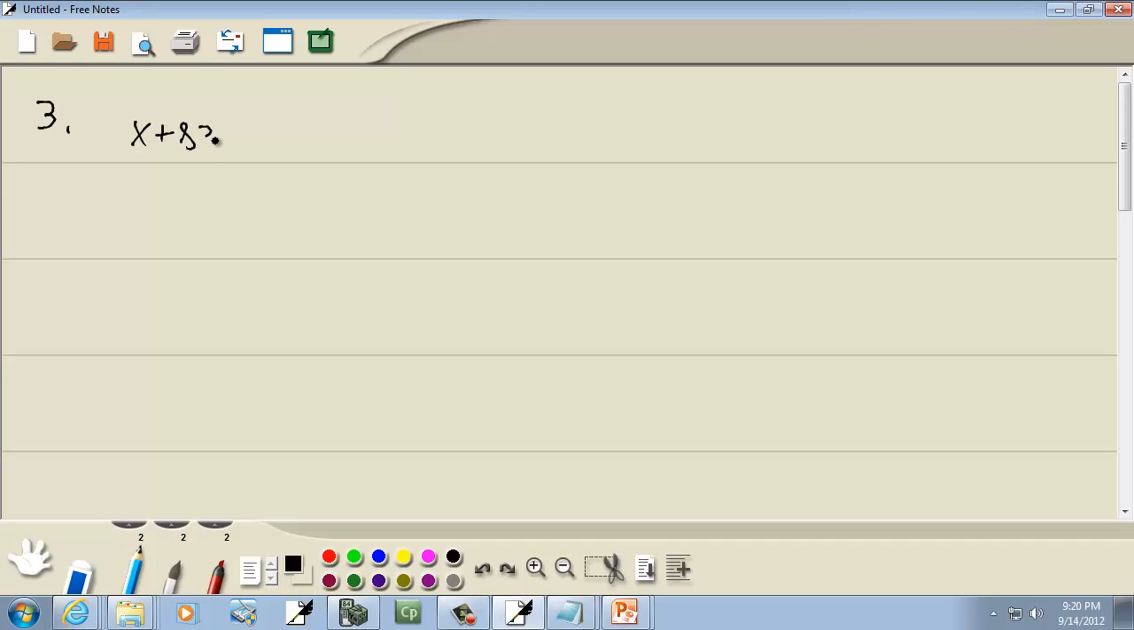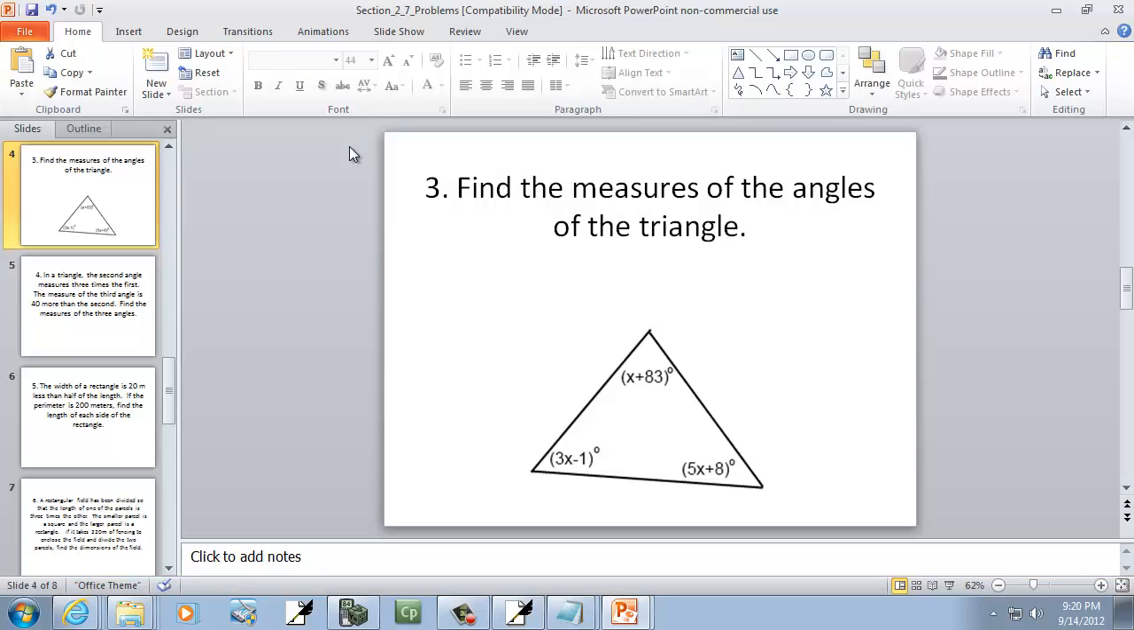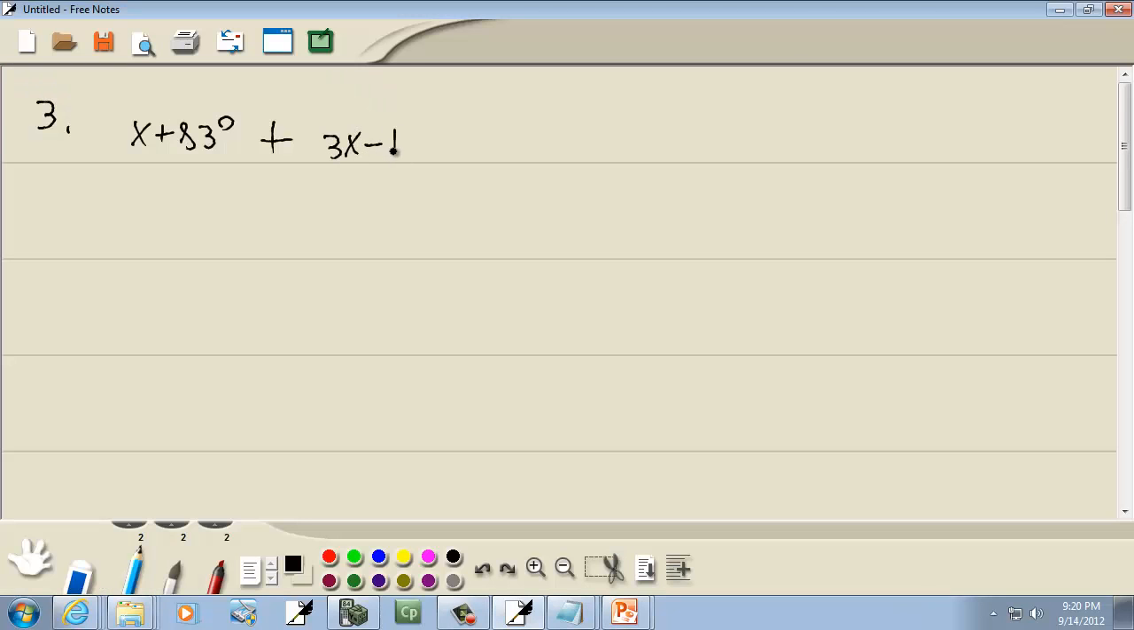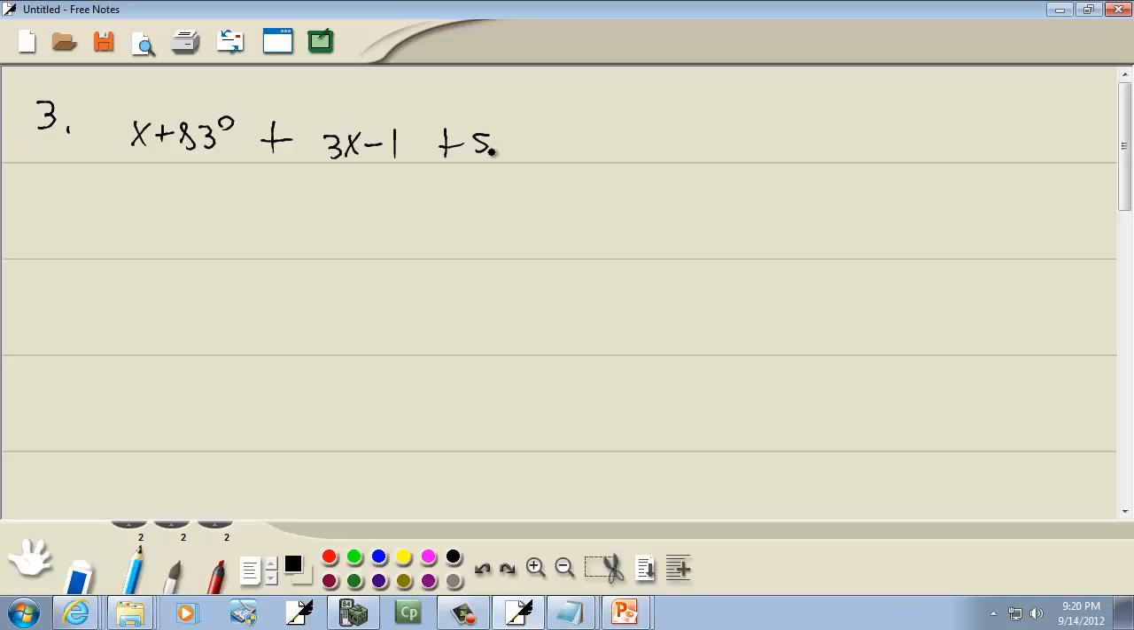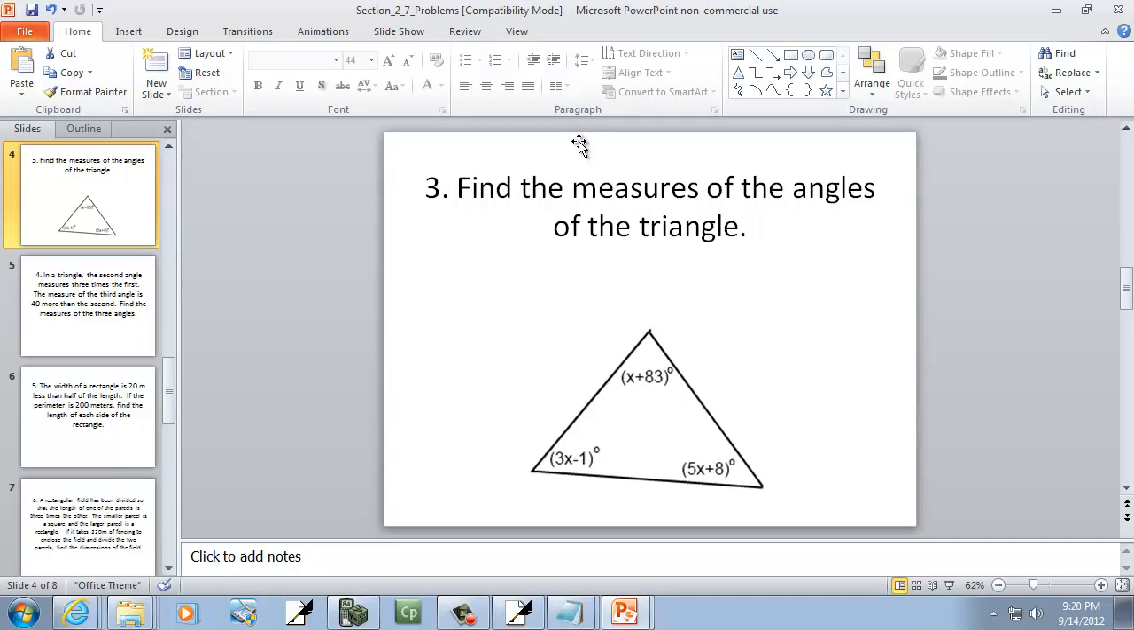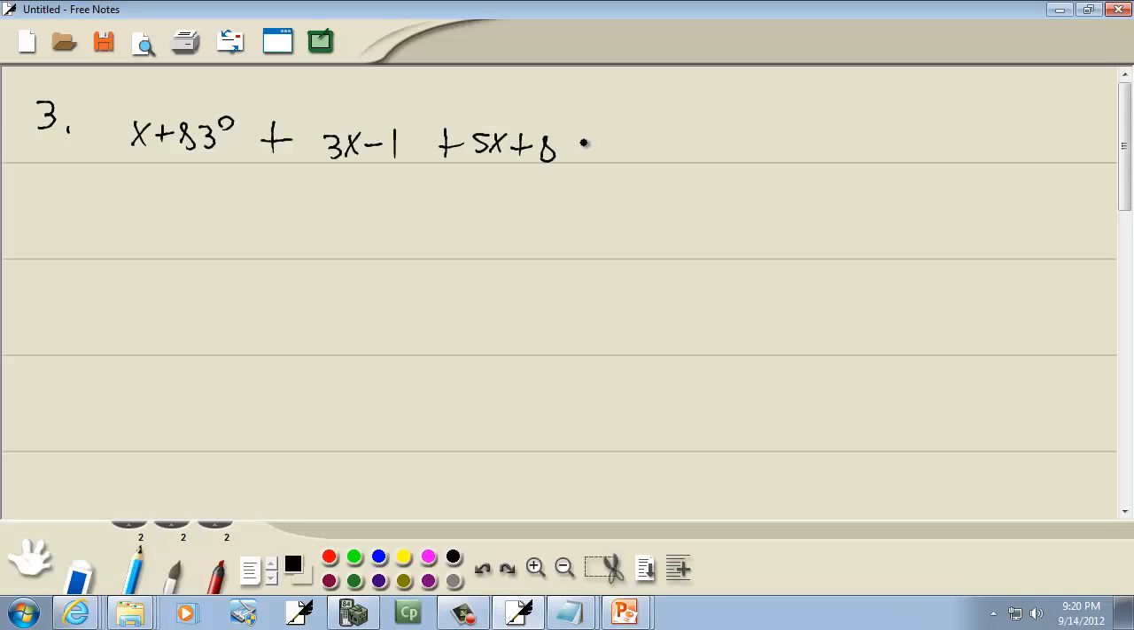So we got x plus 83 plus 3x minus 1 plus 5x plus 8. And I'm not putting it, but these should be degrees on here. What did I just put? 0. It is nearly 9:30. Time for an old person to go to bed. Okay, let's try it again. 180 degrees. Now I'm not going to worry about degrees because I know they're supposed to be in degrees. So I'll add that on later.